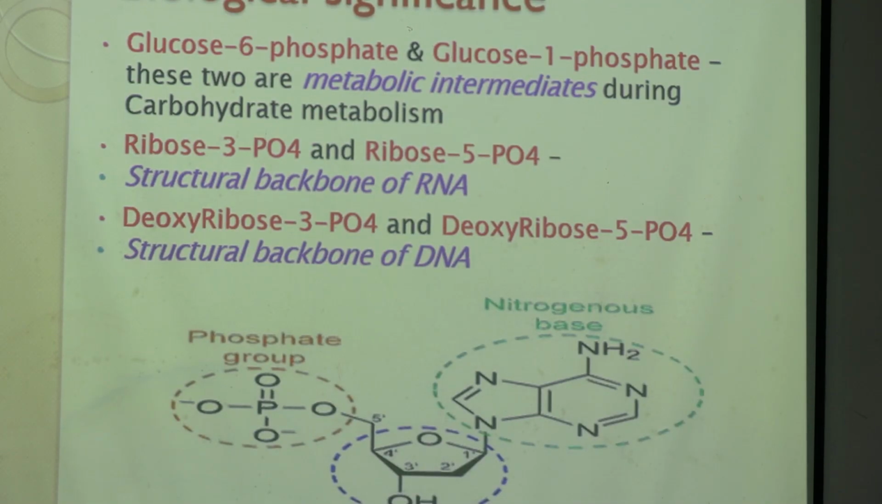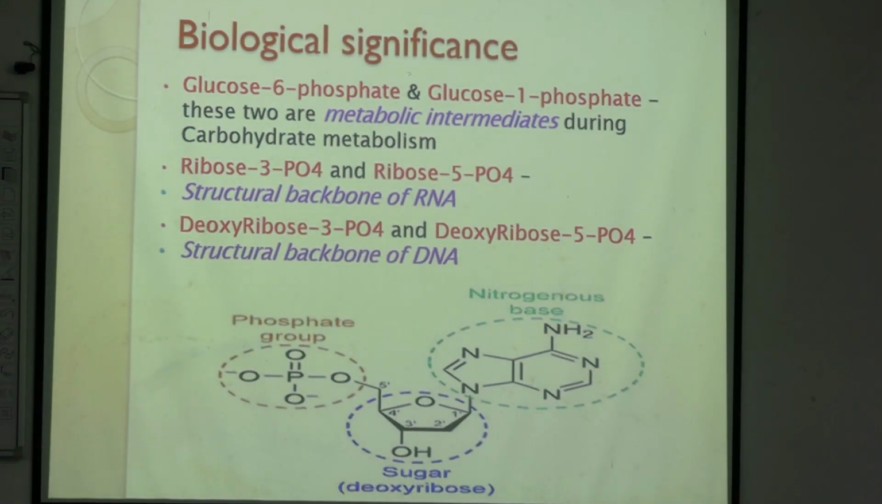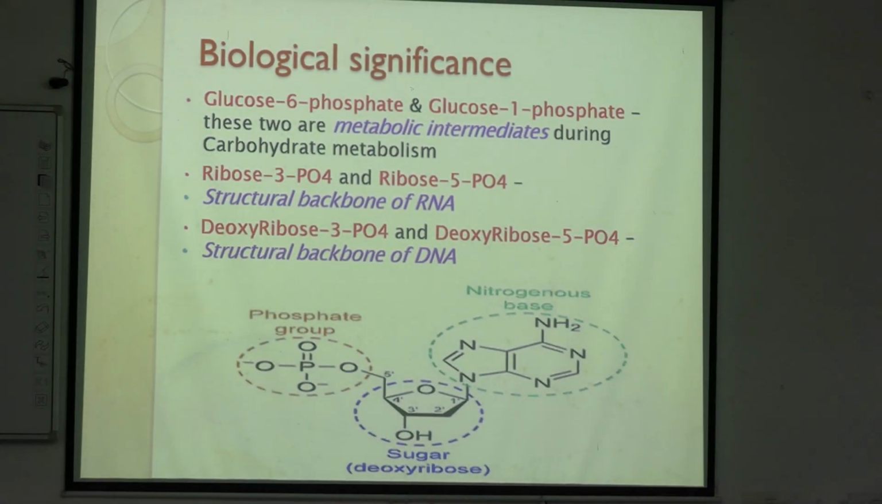What is the biological importance of these phosphate esters? First of all, glucose 6-phosphate and glucose 1-phosphate, they are intermediary products in glucose metabolism. Various glucose metabolism pathways have the common glucose 6-phosphate and glucose 1-phosphate intermediary. But the most important ones are ribose 3-phosphate, ribose 5-phosphate, deoxyribose 3-phosphate, deoxyribose 5-phosphate.